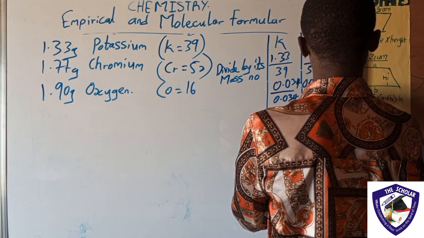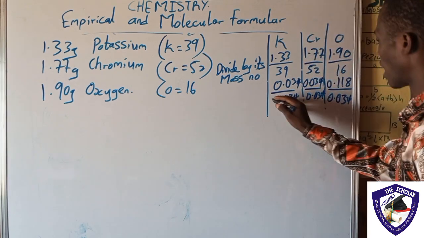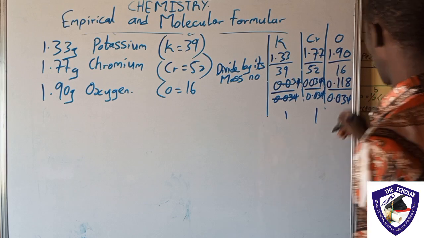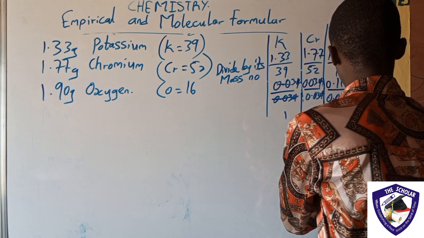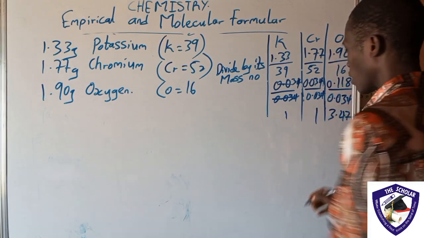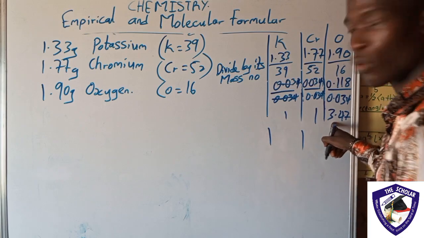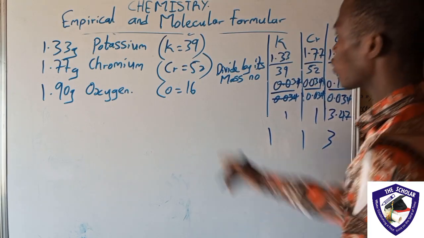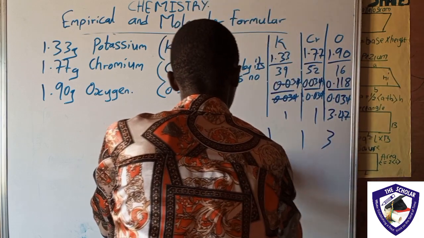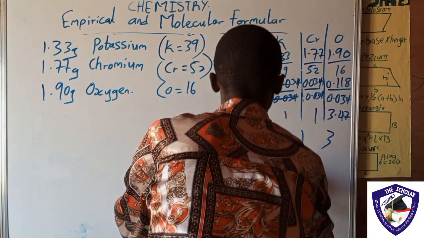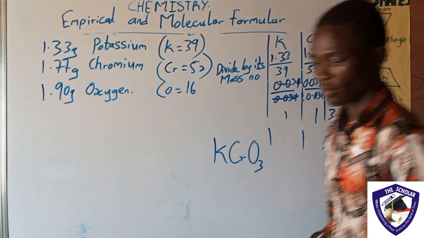Divide all of the constituent elements by the smallest. So here we have 1, 0.118 divided by 0.034 gives 3.47. Now here we have 1. You can approximate this to what? To 3. So the empirical formula of this information is KCrO3. This is the empirical formula of this information.